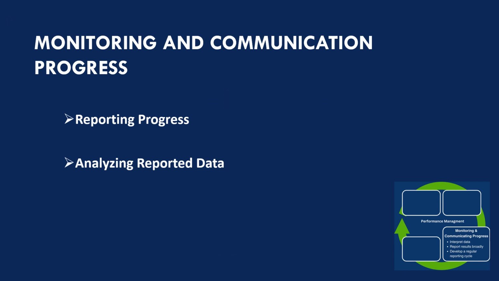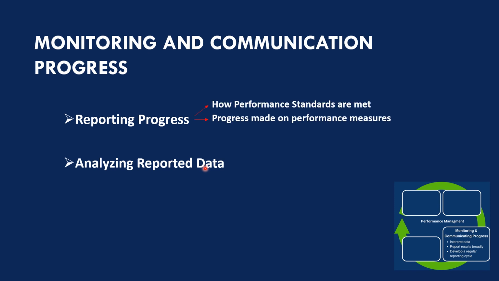So now we're at the third block, which is monitoring and communicating progress. And this is all about reporting our progress and then analyzing that reported data. Now, with reporting our progress, this is really about knowing how and if we are meeting our performance standards. We also want to know whether we are making progress on our performance measures. And then we want to establish our feedback channels or mechanisms. Are the updates and the information getting to who it needs to get to, to ensure that the needed changes, corrections, or refinements are being made?